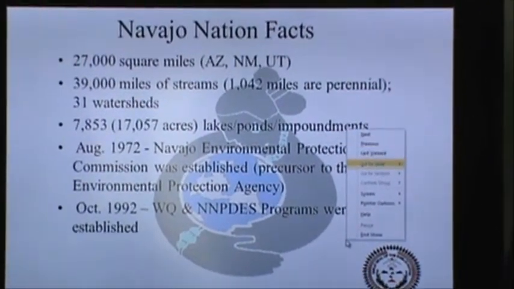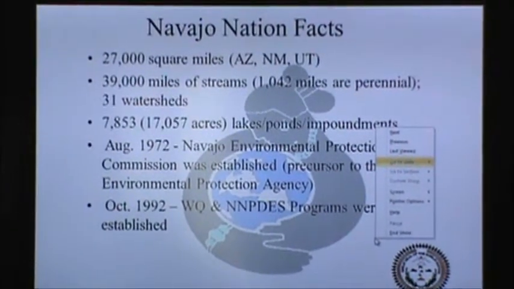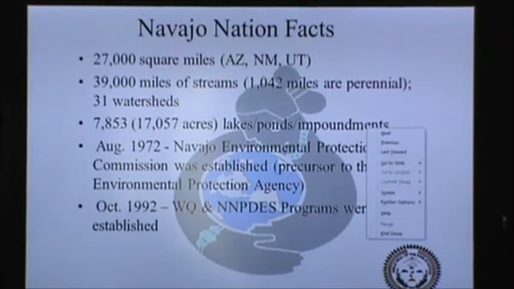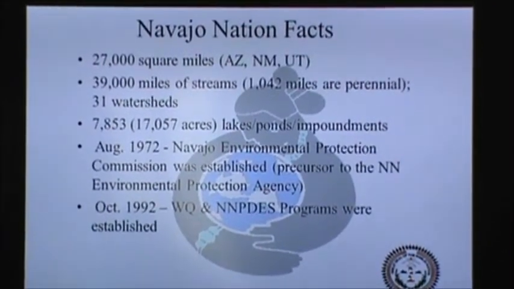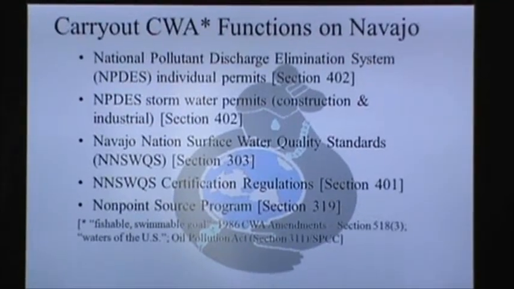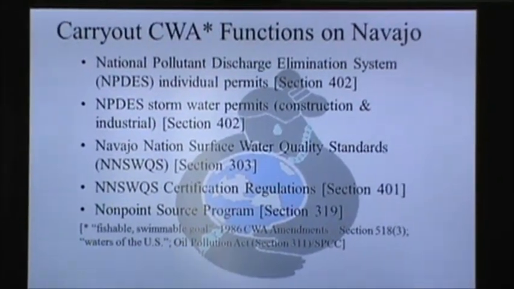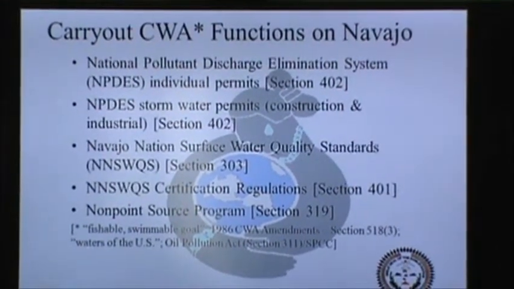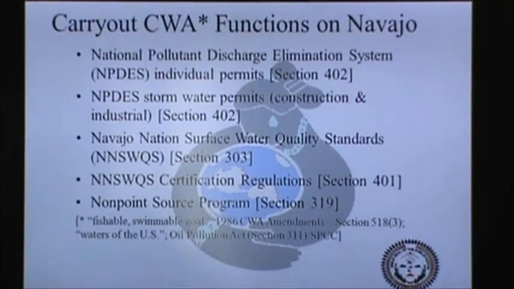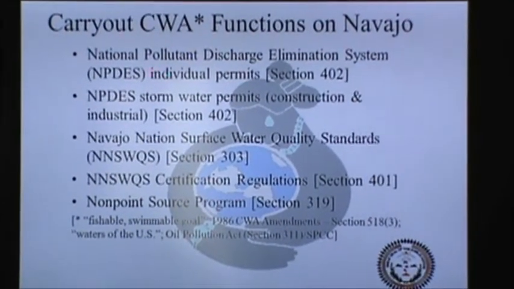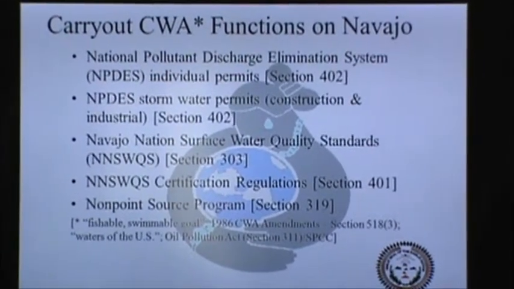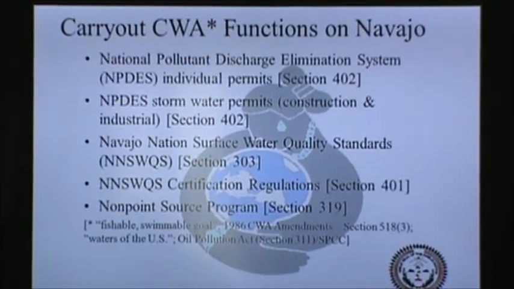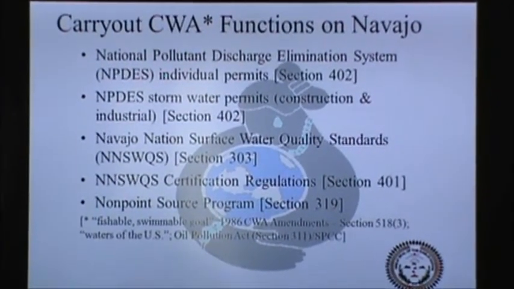Now EPA was started in 1972, and our program was started in October 1992. What our program basically does is we carry out the functions of the Clean Water Act on the Navajo Nation. And the Clean Water Act was passed by U.S. Congress in 1972 with the goal of making all the nation's waters fishable and swimmable.